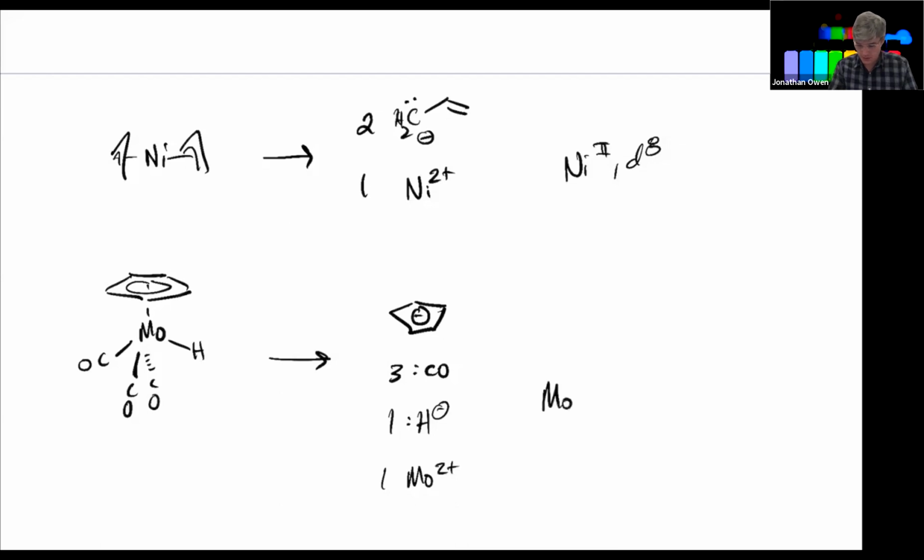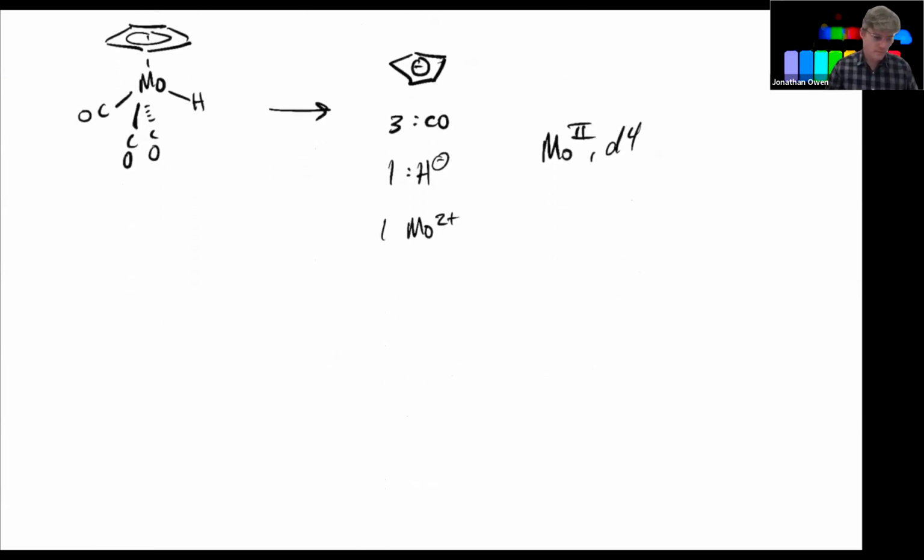So this is Mo 2 plus, d. Starts off with 6 electrons. It ends up with 4. Chromium, molybdenum, and tungsten have 6 to begin with. So molybdenum 2 plus is d4. All right, so that's all pretty hunky-dory, but I'll tell you, it's not always hunky-dory.